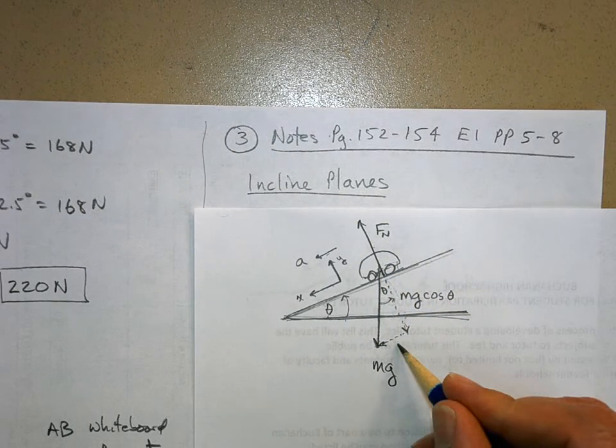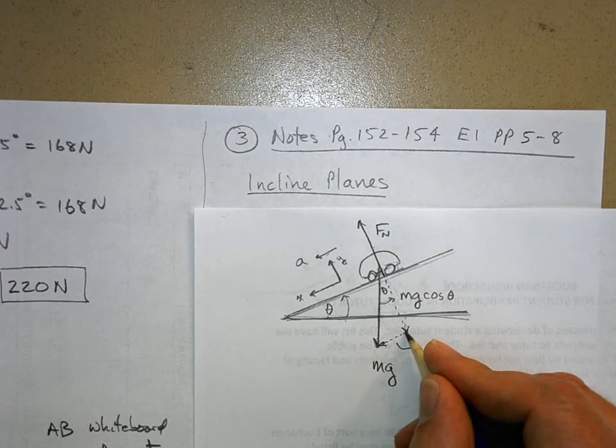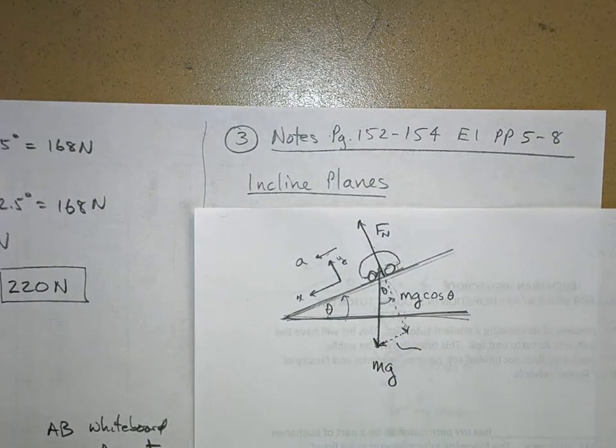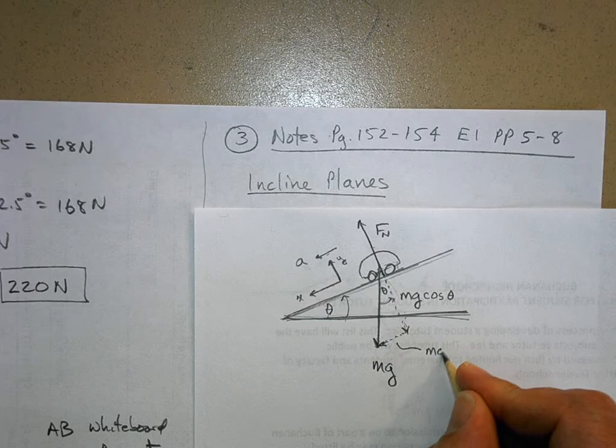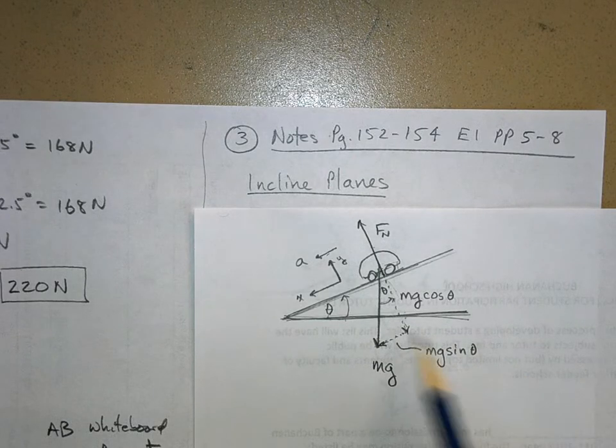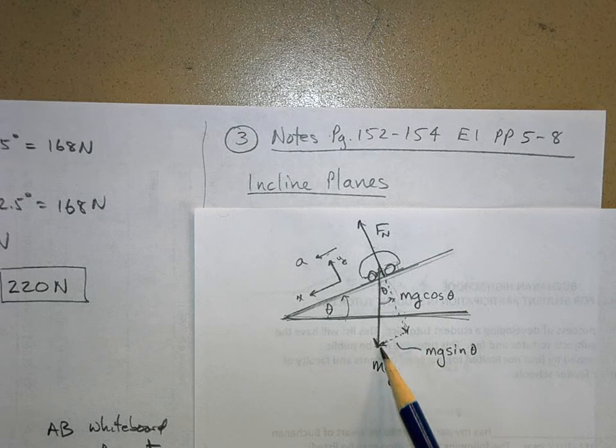So what's this going to be? From here over to here, the component of the weight that's trying to pull it down the incline. Mg sine theta. Why? Because mg is the hypotenuse. This is the opposite leg. You multiply the hypotenuse by the sine of the angle to get the opposite leg. Are you with me? Okay, I got 3 minutes.